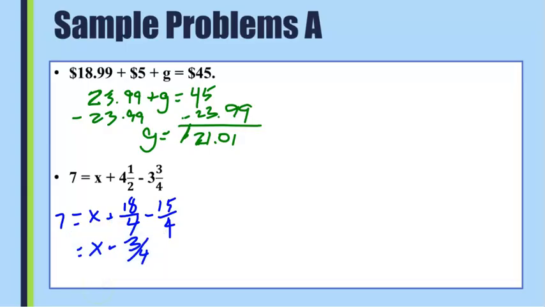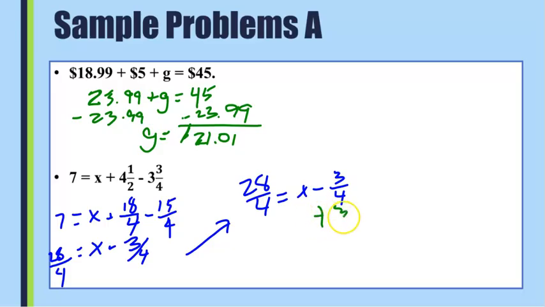Now for this one, I'm going to rewrite 7 into fourths. So that's actually 28 over 4, because if I did 28 divided by 4, I get 7. So I have 28 fourths equaling x minus 3 fourths. Now the opposite of subtracting 3 fourths is adding 3 fourths. So if I add 3 fourths to both sides, I now have x equaling 28 plus 3 is 31 fourths. And I can't reduce it, so that would be my answer.